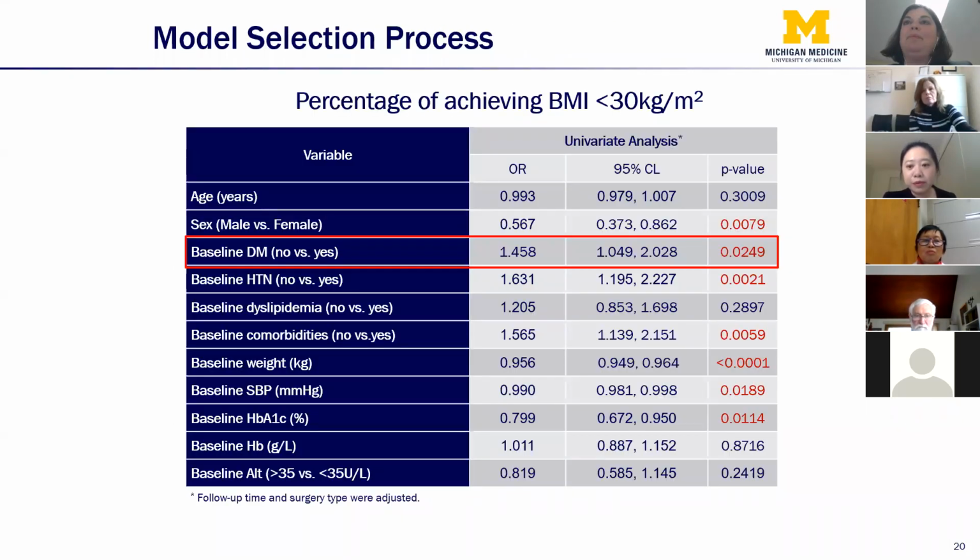First, we performed a generalized linear mixed model analysis to compare the probability of achieving BMI under 30 or achieving excess body weight loss of 50% or more for patients with or without diabetes. We found that the presence of diabetes at baseline substantially impacts the probability of achieving both indicators. Individuals without diabetes have 1.5 times higher chance to achieve BMI under 30, as shown in this table.